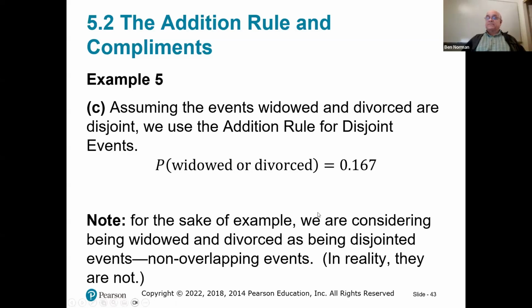Note, for the sake of the example, we're considering being widowed and divorced as disjoint, non-overlapping events. In reality, they are not. It is possible for someone to be divorced and then widowed later on. Who knows? Maybe they got remarried. Or a widowed person could be divorced.